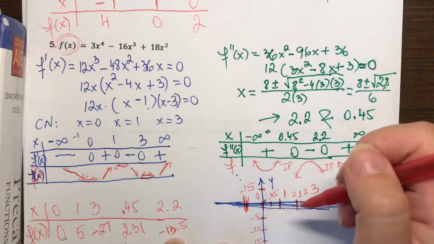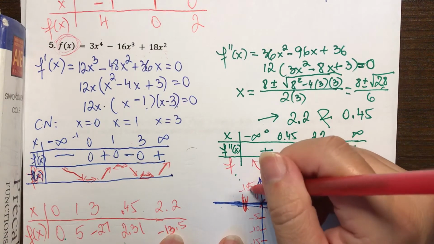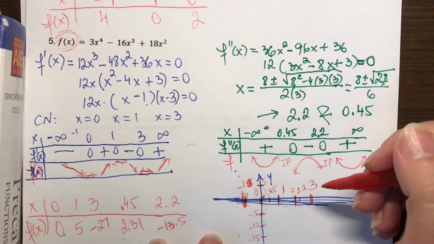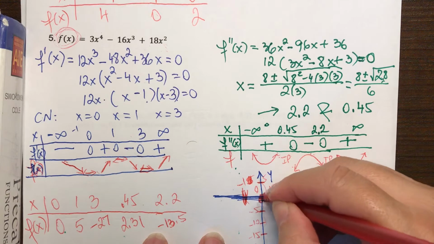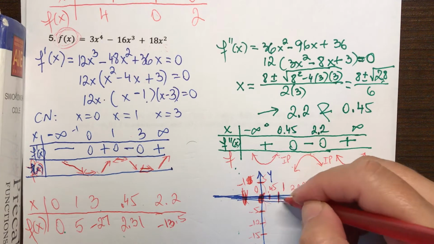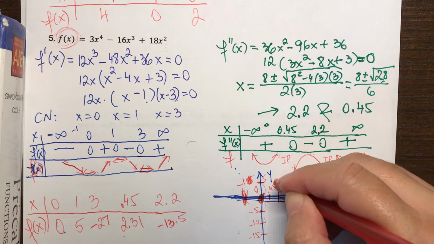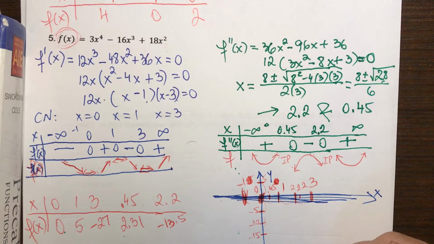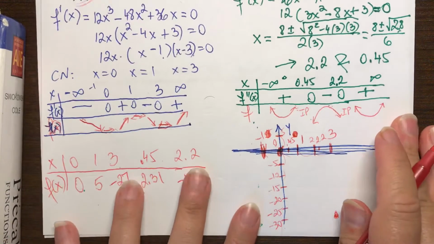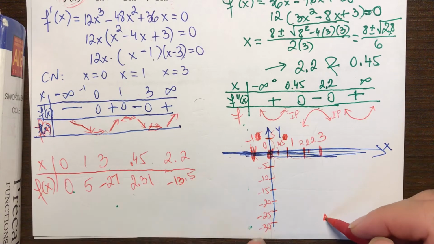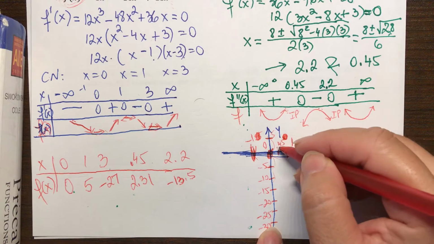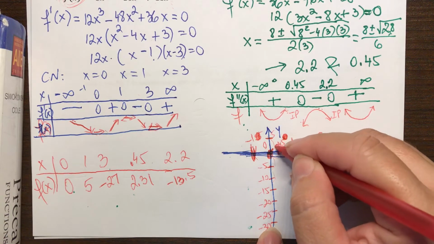So let's see about my graph. This is what I know. That's not 15. That's your negative 1, and that's your 5. Okay. So I know 0, 0. I know 1 goes with 5. I know 3 goes with negative 27, which is about down here. Okay, 3 goes with negative 27. 0.45 goes with 2.31, so just about here.